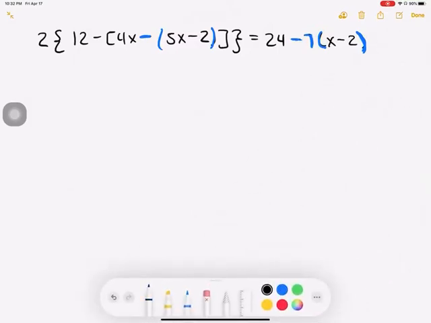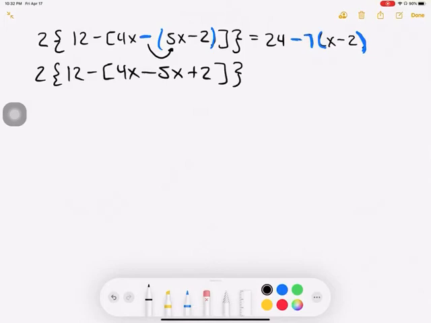Okay, so let's start. I'm going to leave the 2 in there, brace, 12 minus bracket, 4x, and I'm getting rid of the first parenthesis by distributing this negative sign. So everything inside the parenthesis is going to change sign, and that's getting rid of the parentheses, right? Negative 5x plus 2, close bracket, close brace, equals 24, and I'm going to get rid of the next parenthesis by distributing whatever's outside. So that's a negative 7. I'm going to multiply everything times 7 and change the sign, right? So negative 7x, positive 7 times 2, that's 14. So that's getting rid of the first two parentheses.